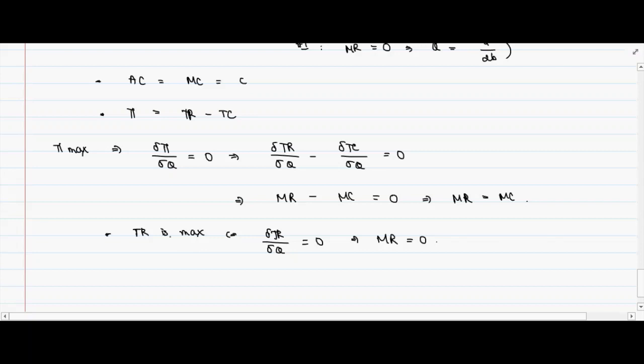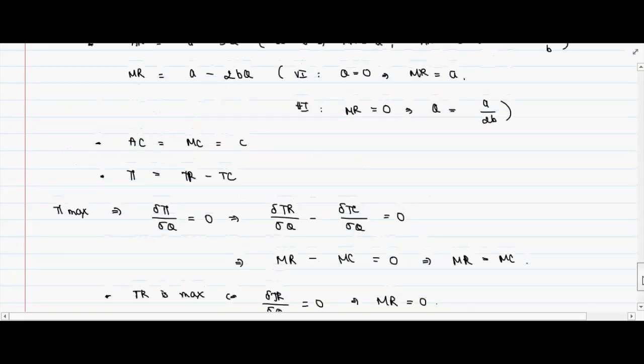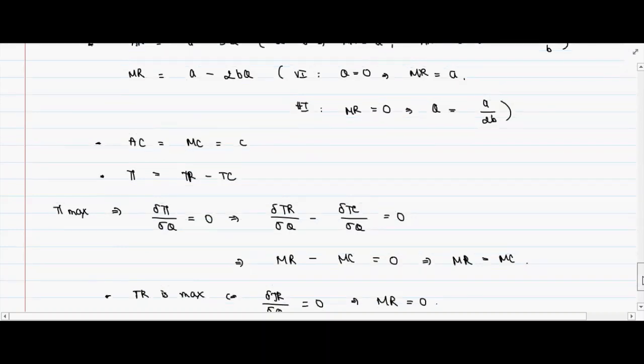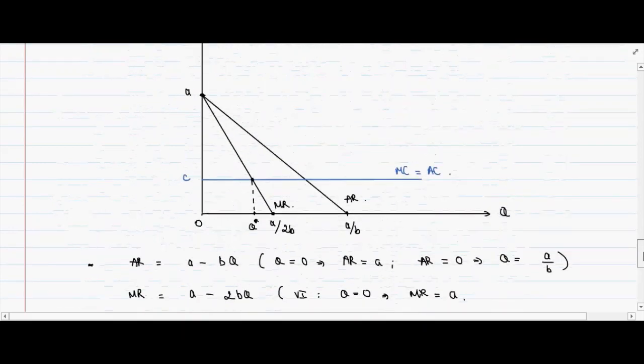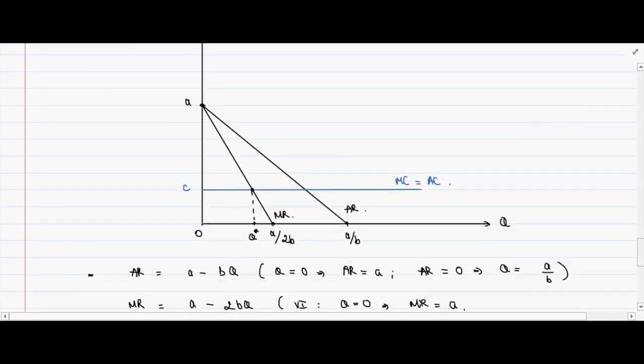So the quantity QM, which is the quantity at which the revenue is maximized, is going to be at the point where marginal revenue is equal to 0, which is this one over here. This over here is the quantity QM, which is equal to A on 2B, as we found earlier. At this quantity where marginal revenue is equal to 0, the total revenue is maximized.